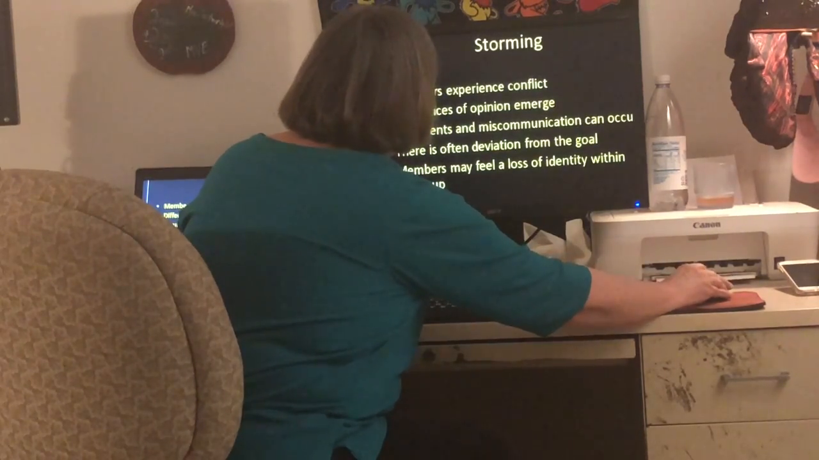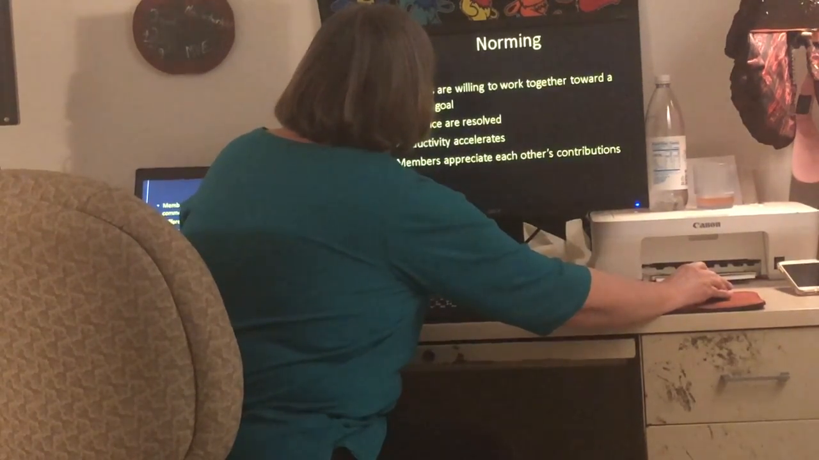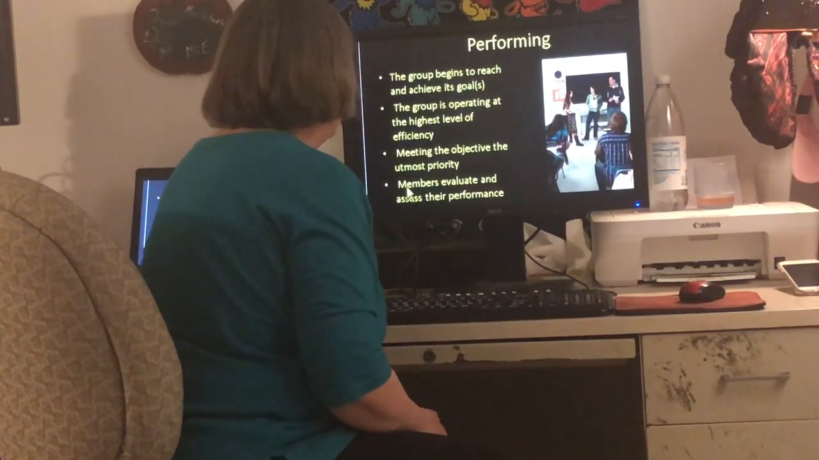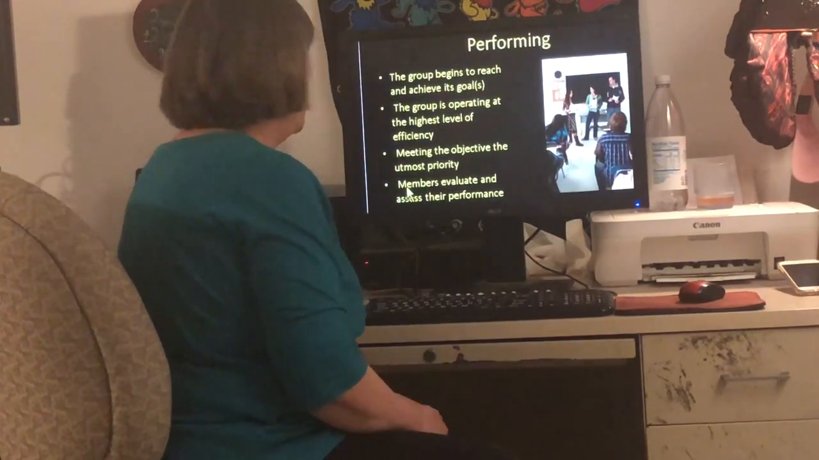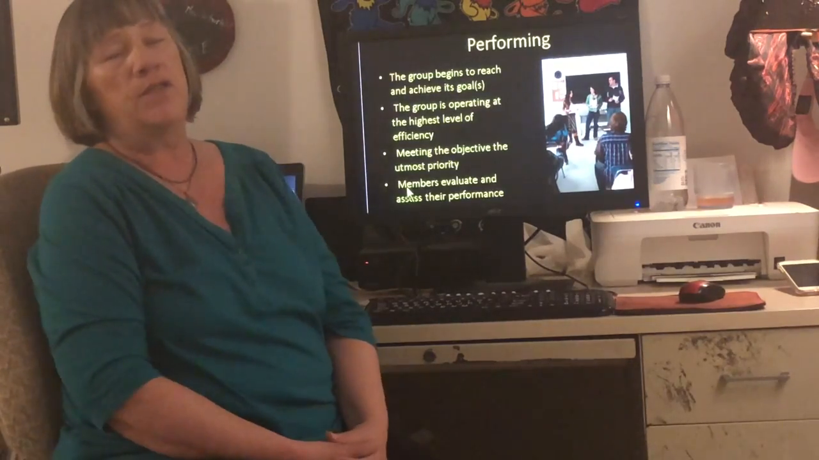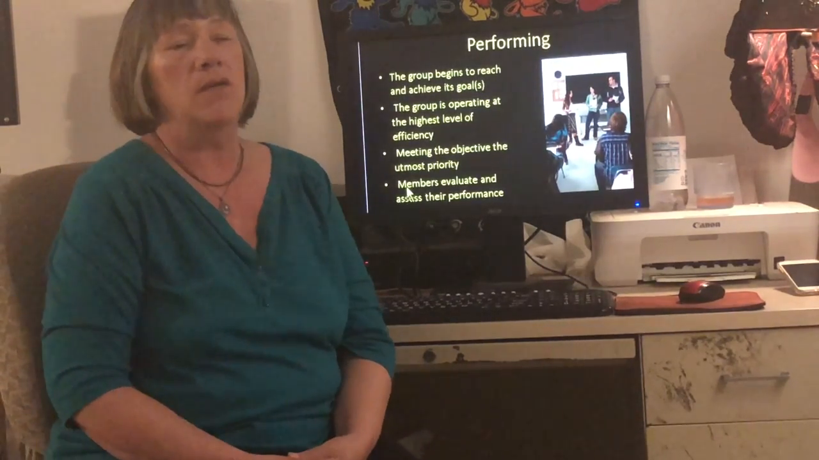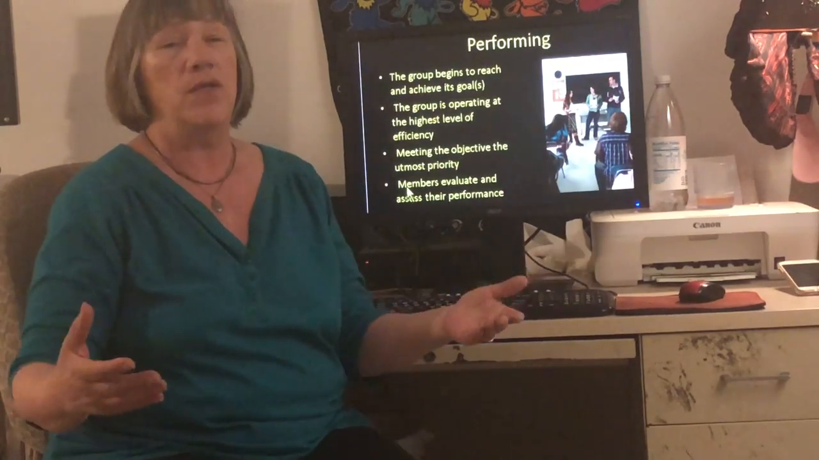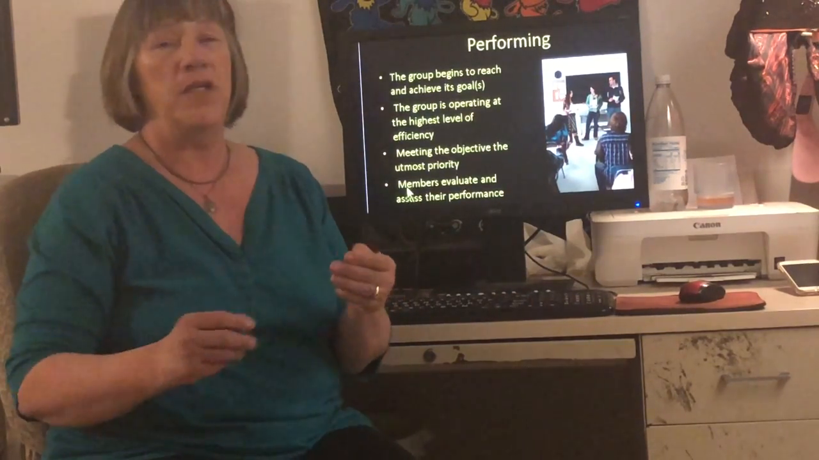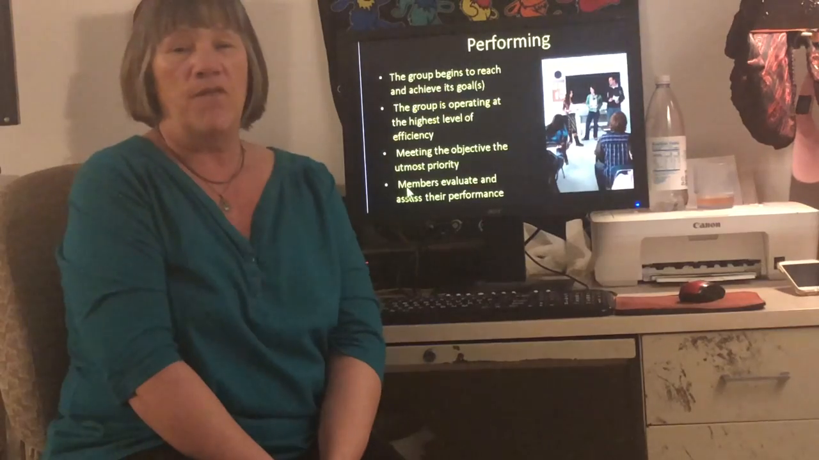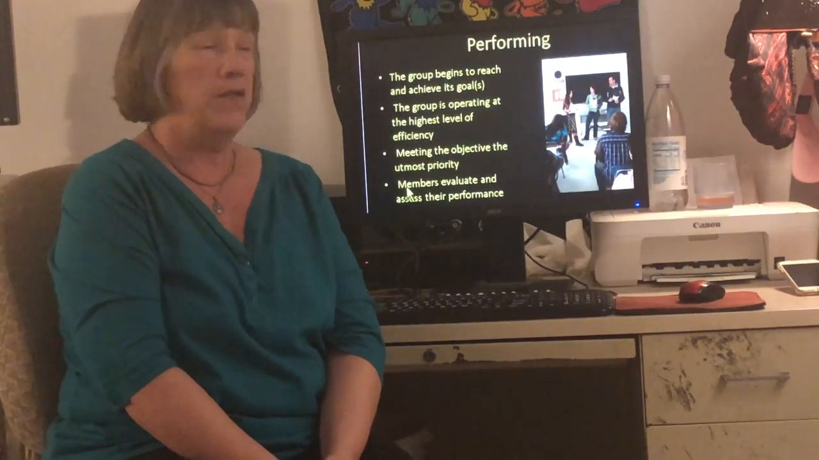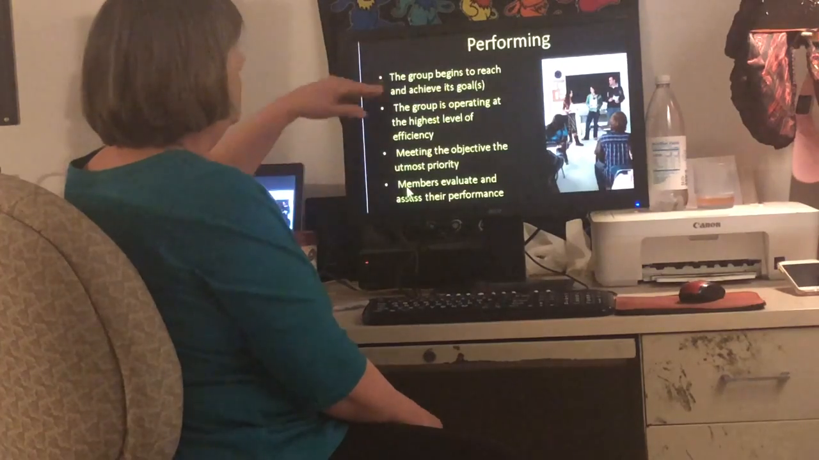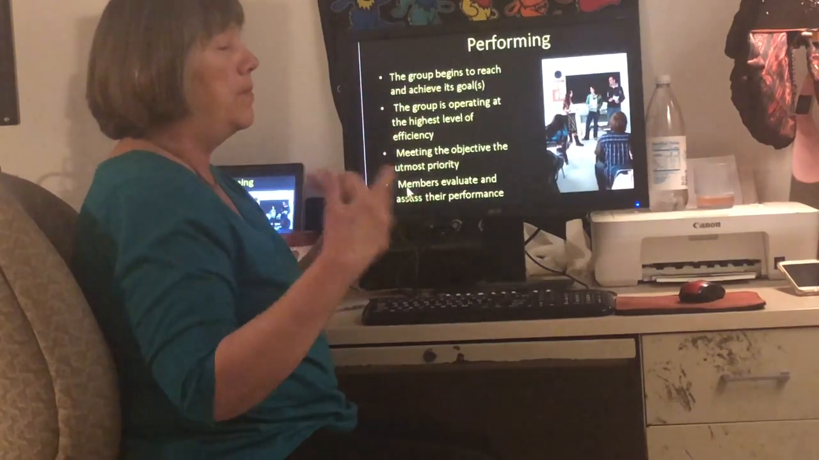All right, that's norming, and now performing. The group begins to reach and achieve its goals. That's very exciting. What if it's a fundraising group? The group comes together to raise money for a specific philanthropy. They're finally starting to reach their goal. Or it's your learning group again. And it's almost time for presentation and you guys are feeling like you're really pulling it all together. So this is the most satisfying part of the group process, where you can kind of feel like it's humming along.